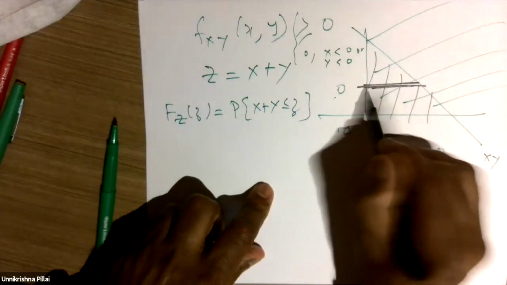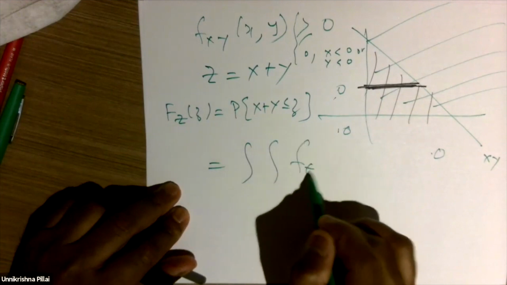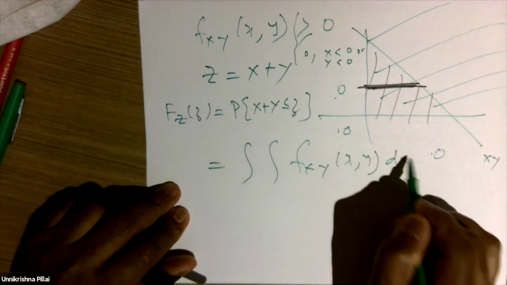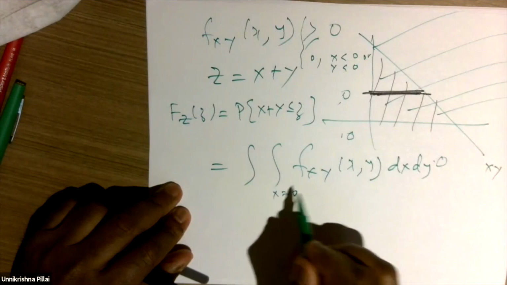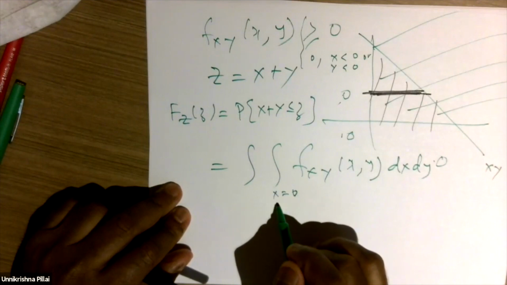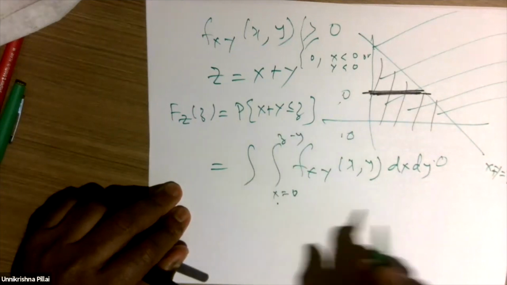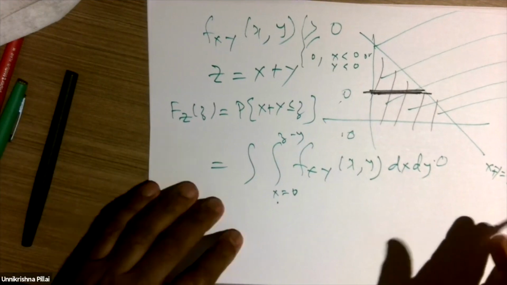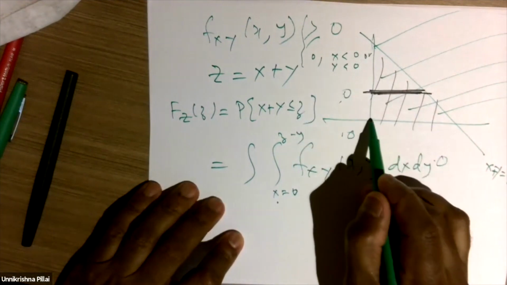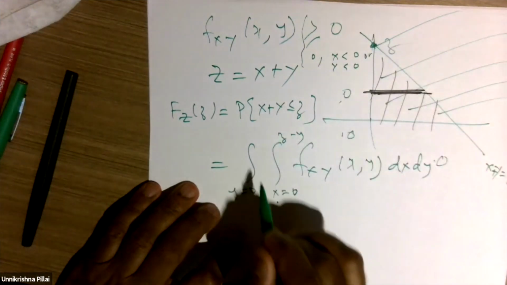So I can take a strip like this and integrate. This will be a double integral of fXY(x, y). Let's say I'm going to integrate x first, then y. X goes from where to where? Not minus infinity, zero to what? Yes, because this line is x plus y equal to z, so this is z minus y. And y goes from where to where? Previously y went from minus infinity to plus infinity. We are only integrating this rectangle, so y goes from here to, what is this point? To z. So y goes from zero to z.